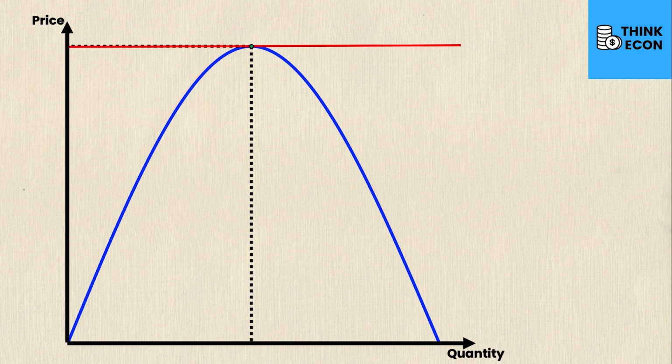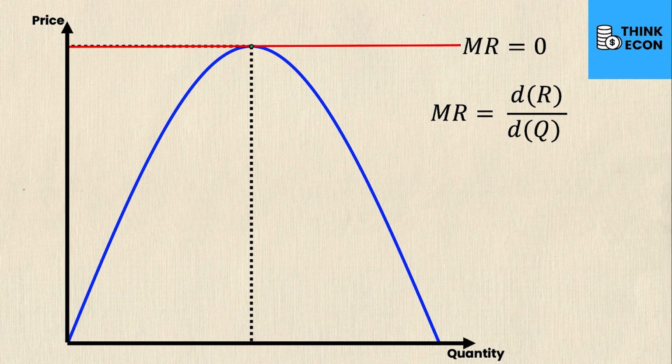So if we look at this one right here and we recall our equation for the marginal revenue, it's that the marginal revenue is equal to the derivative of the revenue function with respect to Q. And here we can see that the rate of change, or the slope of the revenue function at this point at the very top, is flat. So we would say that the marginal revenue is 0 because there's no rate of change at this maximum point, hence the flat slope.